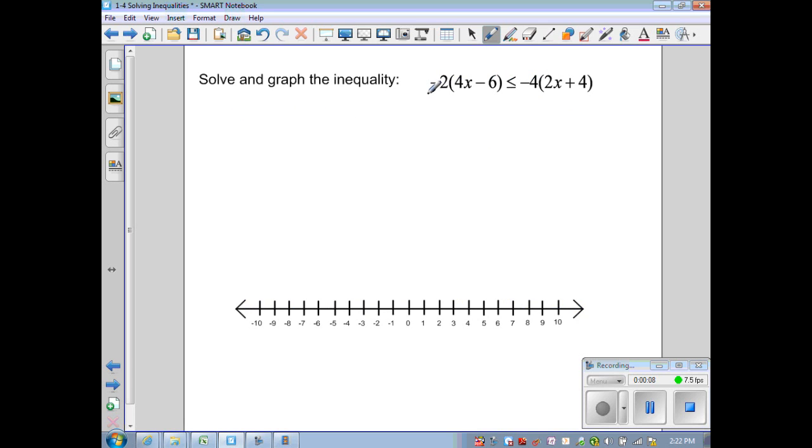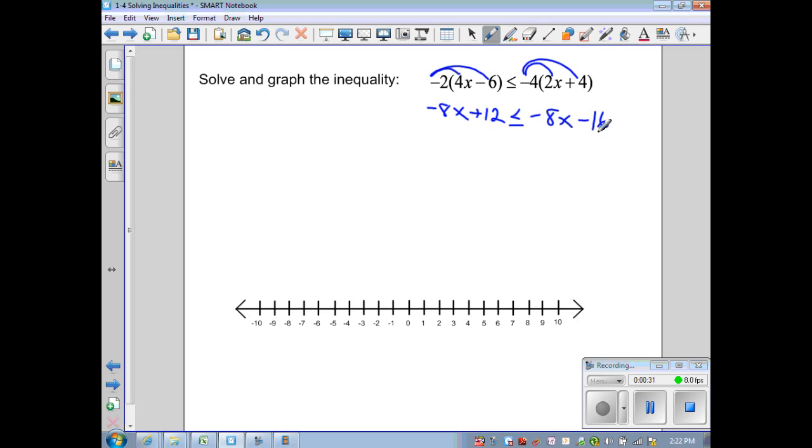Our next example. Again, we're going to copy the problem, then simplify by the distributive property. Here, a negative 2 times 4x is a negative 8x. A negative 2 times a negative 6 is a positive 12. Less than or equal to, a negative 4 times 2x is a negative 8x. A negative 4 times a positive 4 is a negative 16.